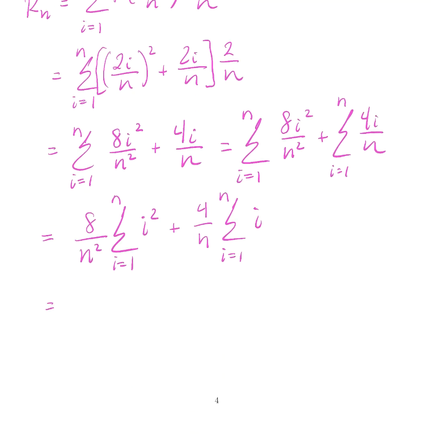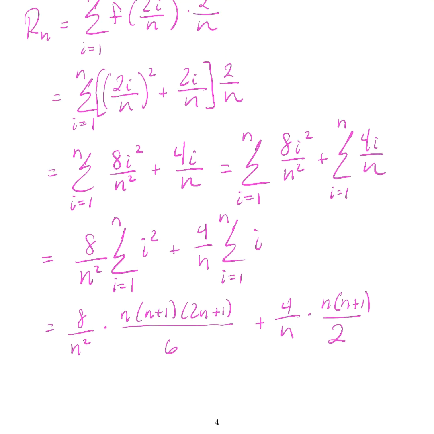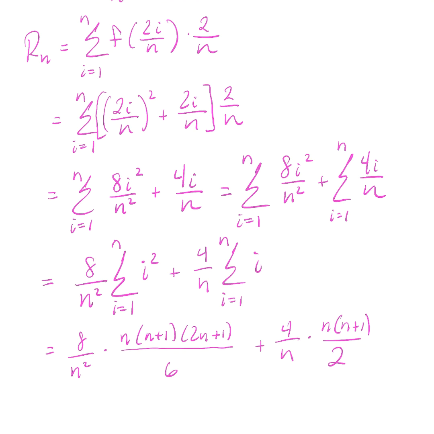So this equals 8 over n squared times, okay, this was n times n plus 1 times 2n plus 1 all over 6 plus 4 over n times n plus 1 all over 2. Oops. Sorry, there's some bad arithmetic up here.